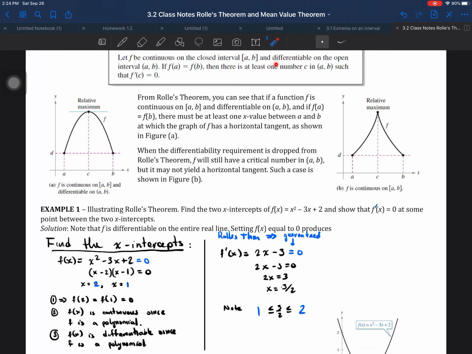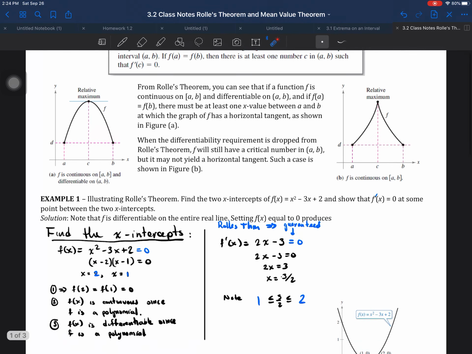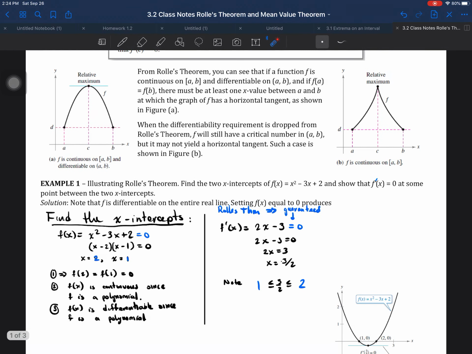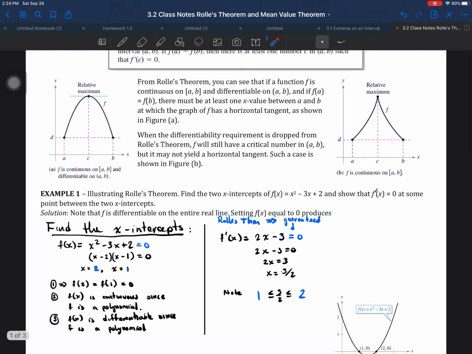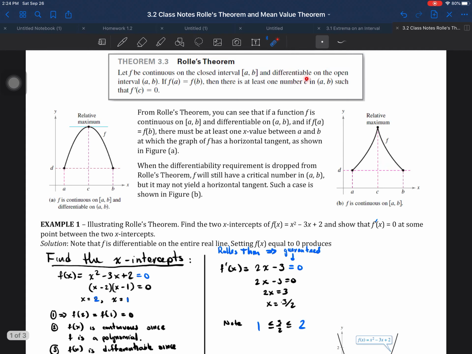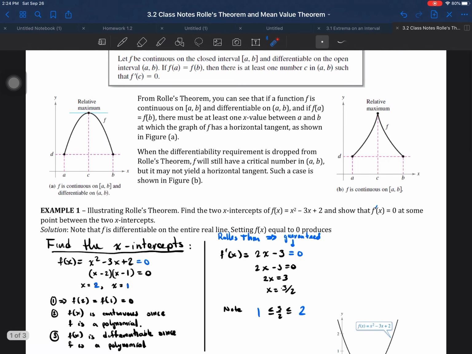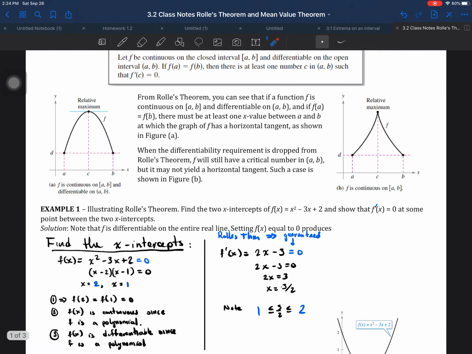By the same argument, we can say that the derivative of f is going to be continuous. If we notice, the derivative of f is 2x minus 3, which is also a polynomial, and we know that f of x is differentiable because it is a polynomial, and so therefore we have satisfied this condition. So f of x is differentiable on this open interval.